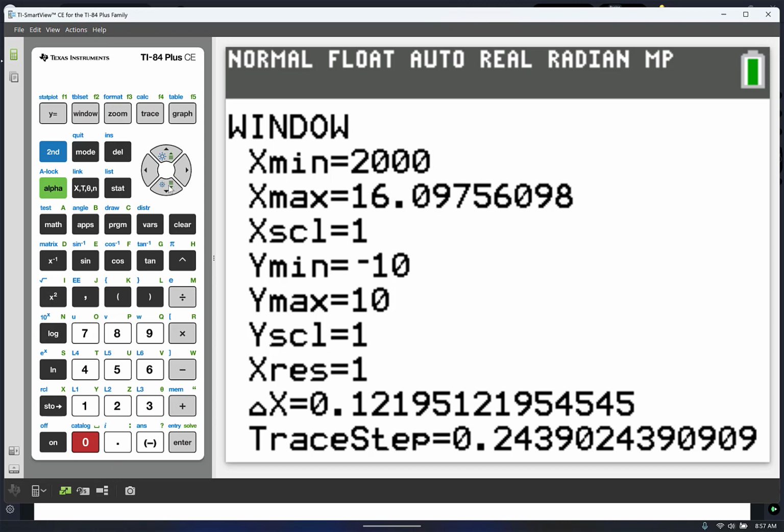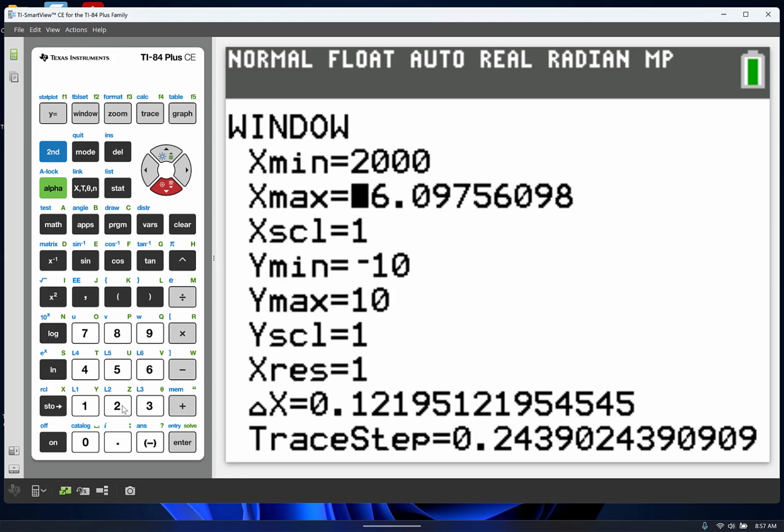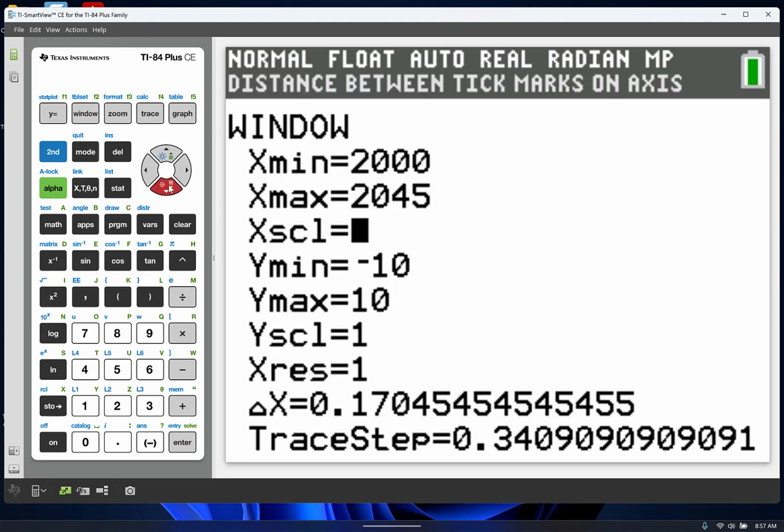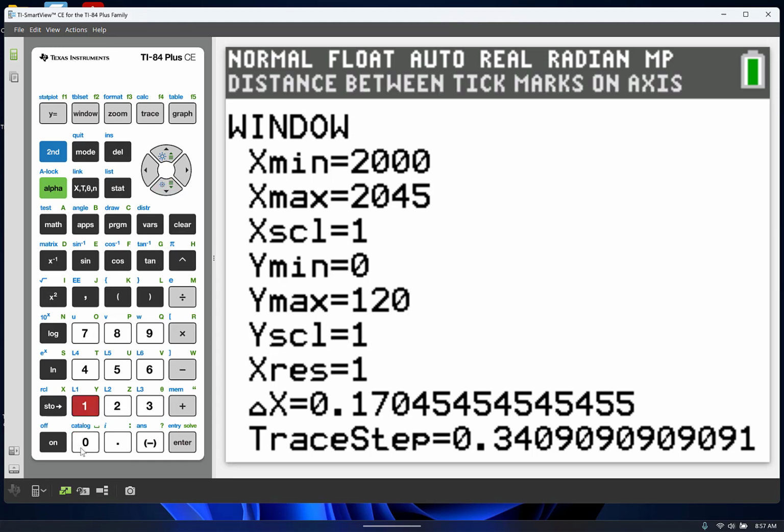2000, and they want all the way to 2026. No, I'm gonna go to 2040. 2045, so I'll see at least 4 complete cycles because each cycle is 11 years. And Y min 0, and Y max, it goes all the way to 110, so I'm going to go to 120. Y scale by 10, and X scale by 5. And then check it out.